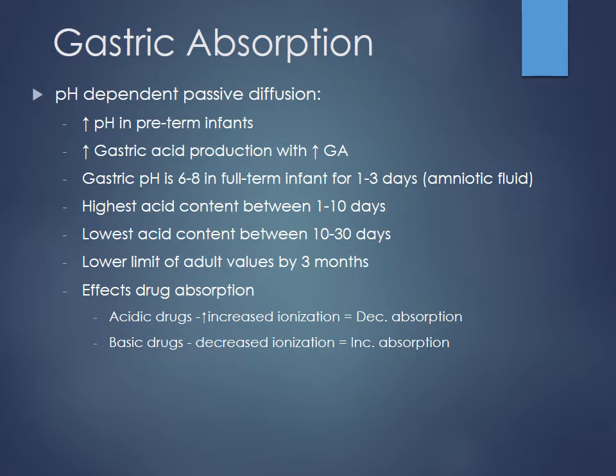And so what this is going to do for drug absorption is that for acidic drugs, when they are in a more basic solution, they're going to have a higher ionization proportion, which means decreased absorption. So if I were to give a drug like aspirin, which is a weak acid, in those early stages of life, you'd have less absorption of that drug, right? And so less of it getting to systemic circulation. Whereas basic drugs would have decreased ionization, so they would have better absorption during that early time period.